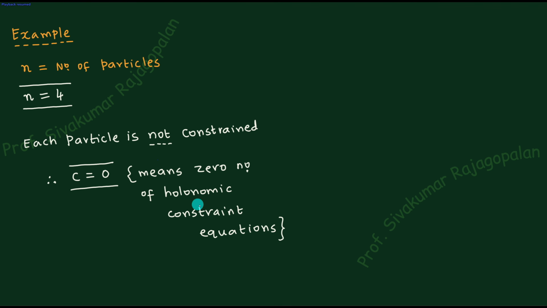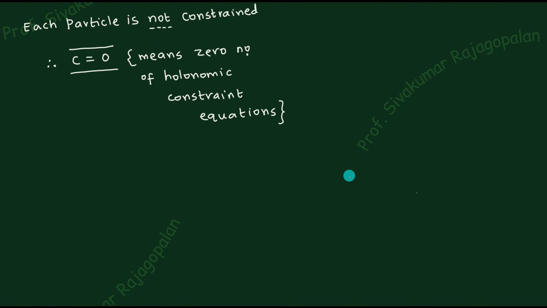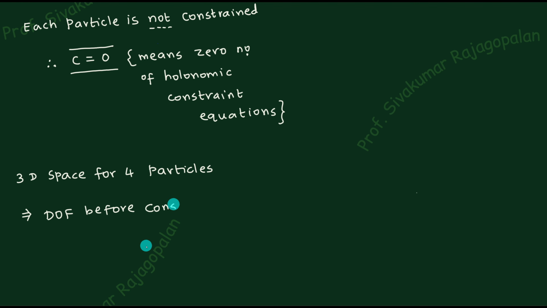After that, what do you have to do? We have to calculate the capital N. As usual, remember that before going to the capital N, we should always start with the physical space. This is very important. Physical space means always 3D. But you have 4 particles, therefore 3 into 4. For 1 particle, you have 1 into 3; 2 particles, 2 into 3; 3 particles, 3 into 3. Right now 4 particles are there, so you write 4 into 3. Therefore the degrees of freedom before constraint is 12.